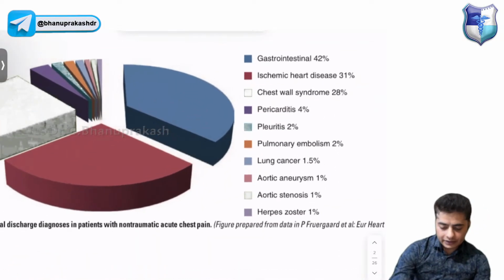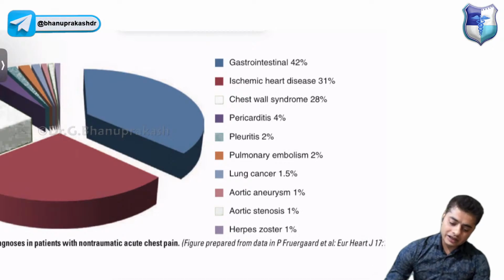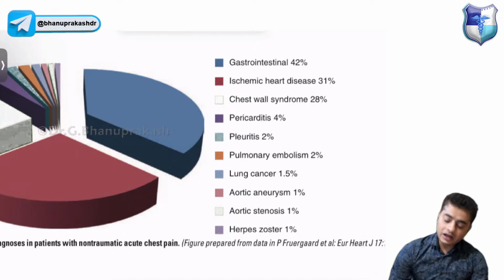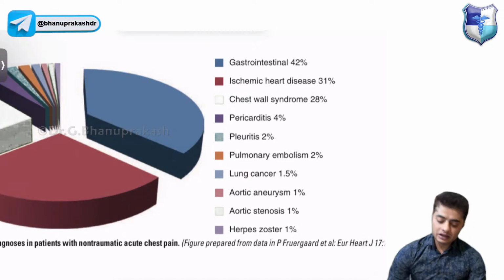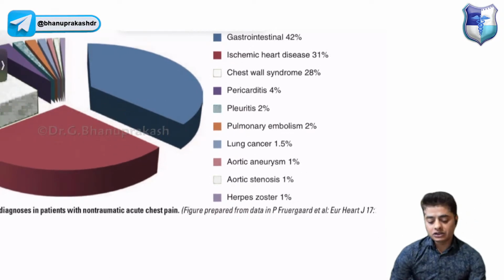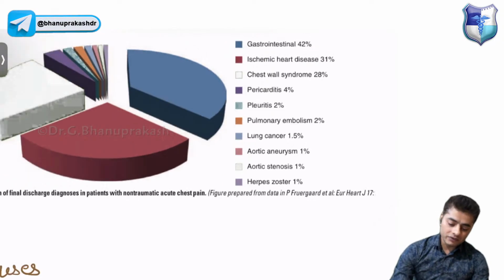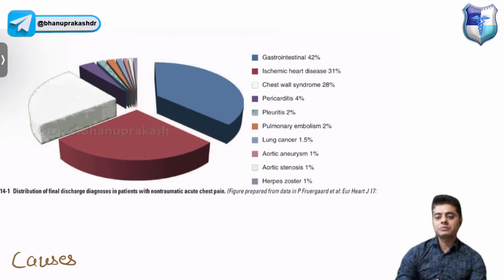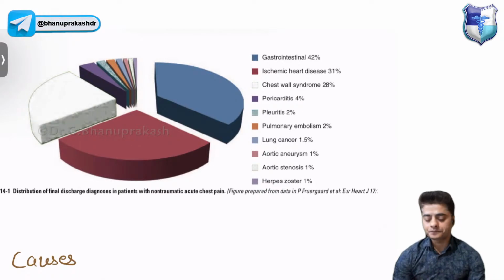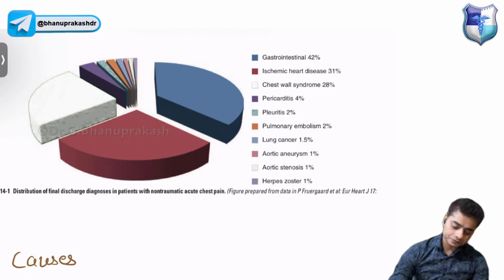So in this diagram, we can clearly see that gastrointestinal causes account for roughly 42% of patients with chest pain, and the second most common is ischemic heart disease. Third is chest wall syndrome, fourth is pericarditis, and fifth is pleuritis. So what we have seen is that the most common cause of chest pain is GIT, not ischemic heart disease, and ischemic heart disease comes in at second number.